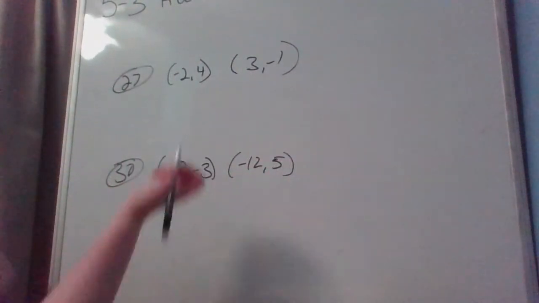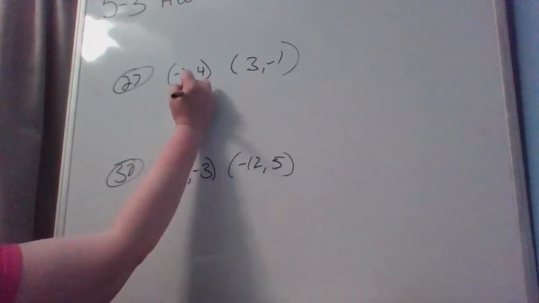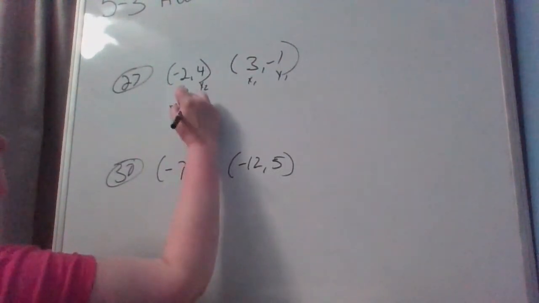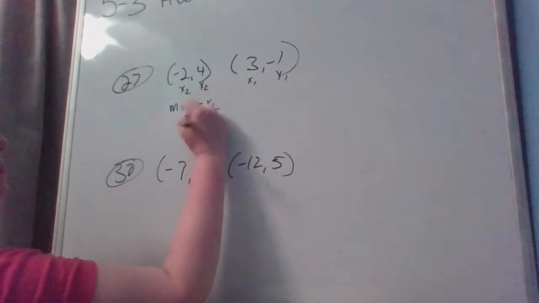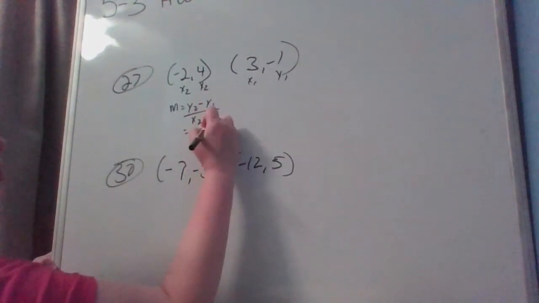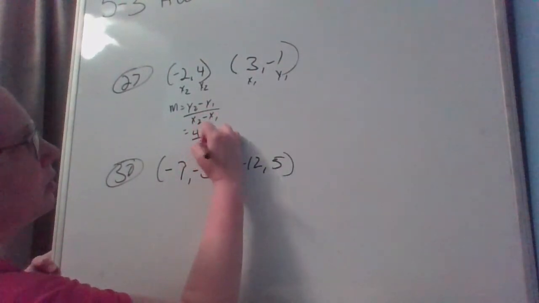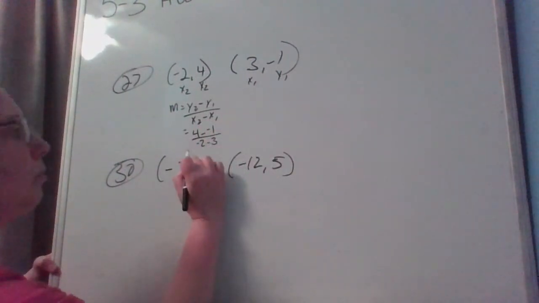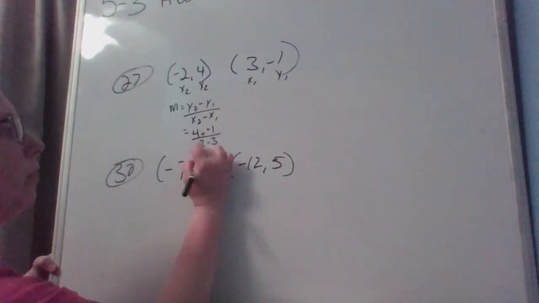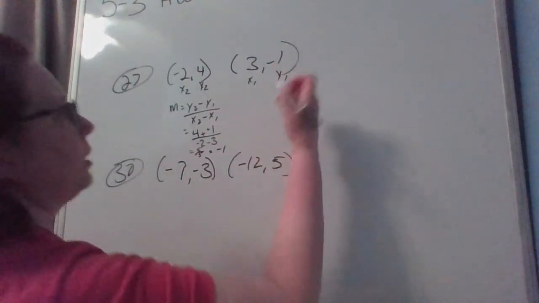And now I can figure out what my slope is. I'm going to say that these are my 2s. These are my 1s. Plug in 4 minus -1 over -2 minus 3, which would equal 5 over -5, which is the same thing as -1. So that would be my slope.